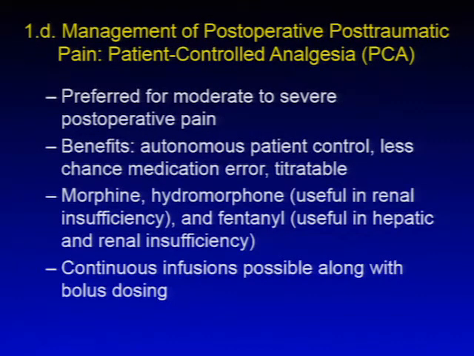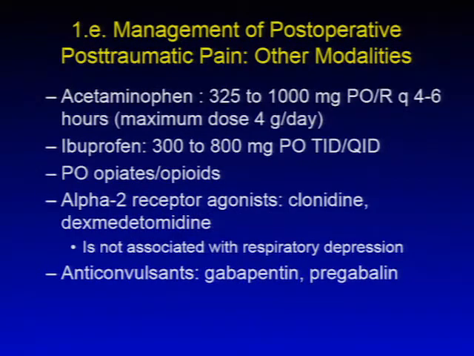Another way to help manage post-traumatic pain is patient-controlled analgesia, which is a PCA. It's preferred for moderate to severe postoperative pain. Benefits are that the patients have more control, there's less chance of medication error, and it's titratable. Typical PCAs are morphine, hydromorphone, and fentanyl, which can be useful in hepatic and renal insufficiency. Morphine is likely not the ideal PCA choice for patients in renal insufficiency. PCAs allow continuous infusions along with opioid boluses.